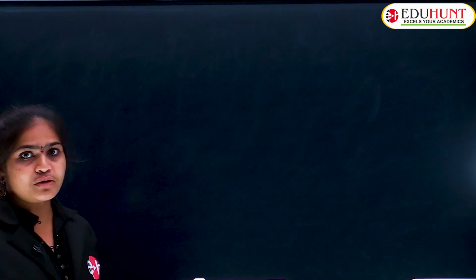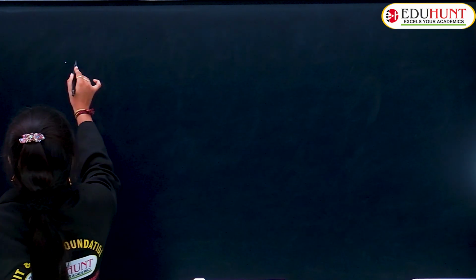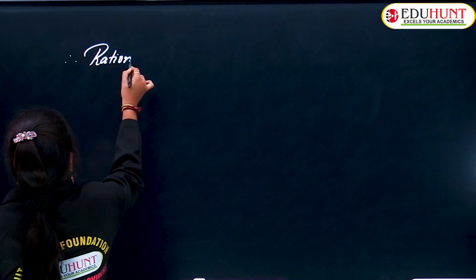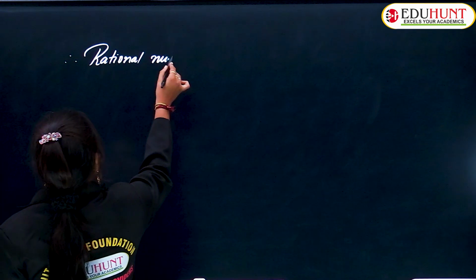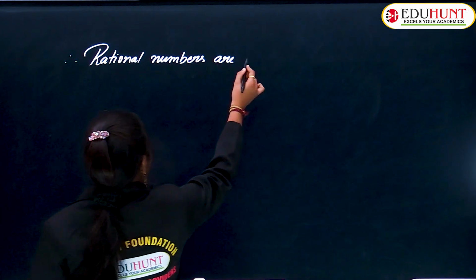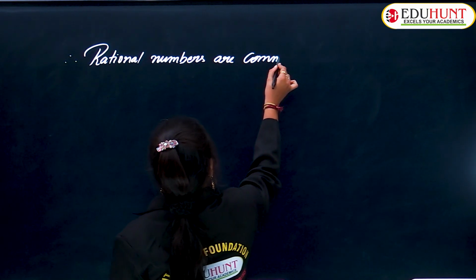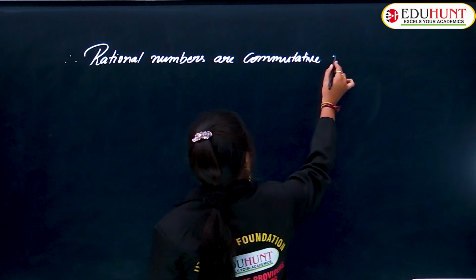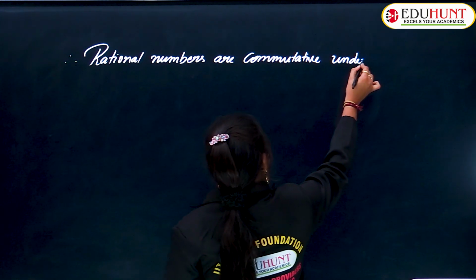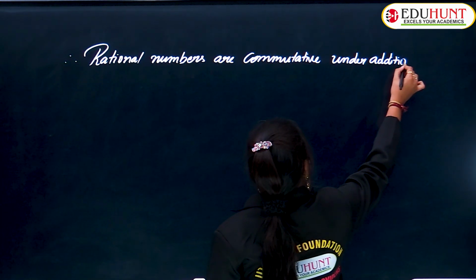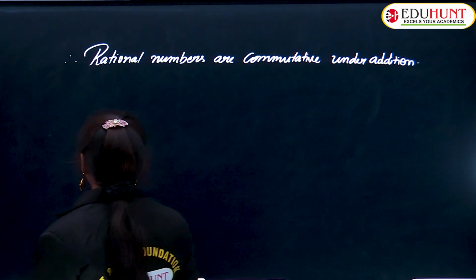Finally, what is the conclusion for this one? Rational numbers are commutative under addition. Am I clear? Okay.